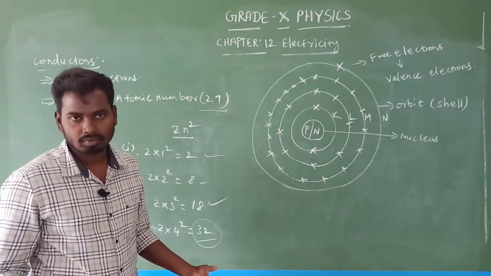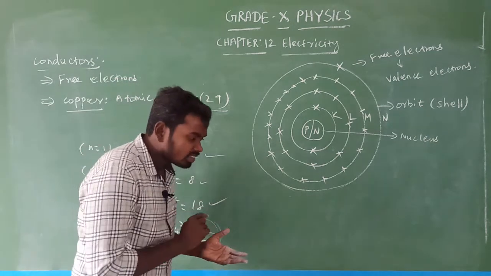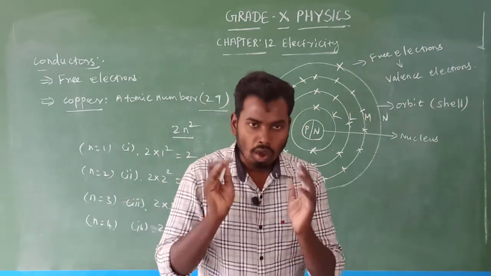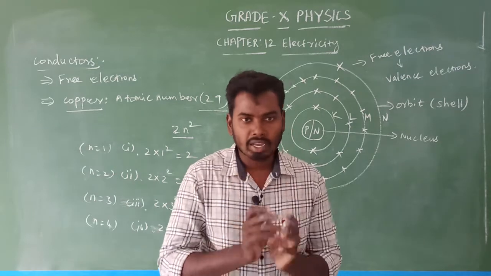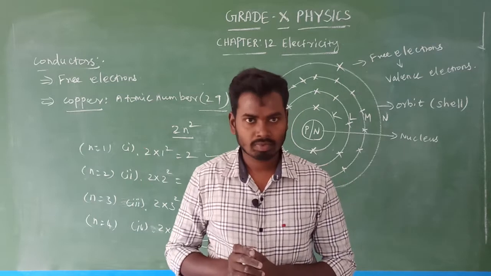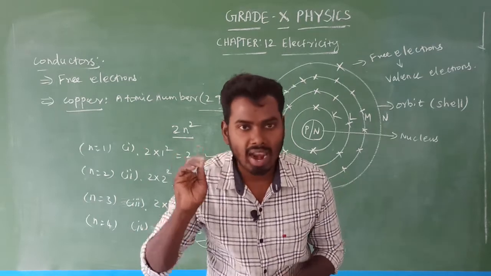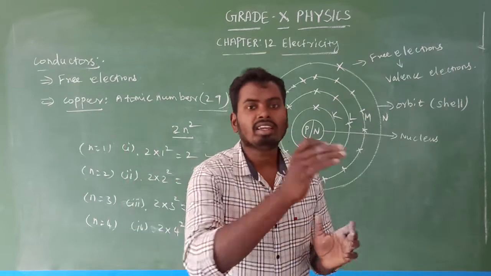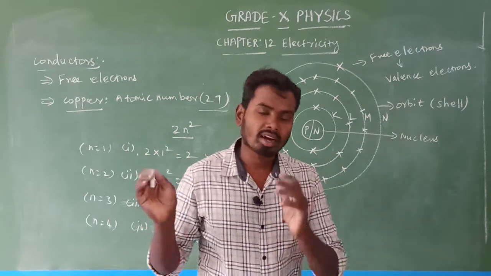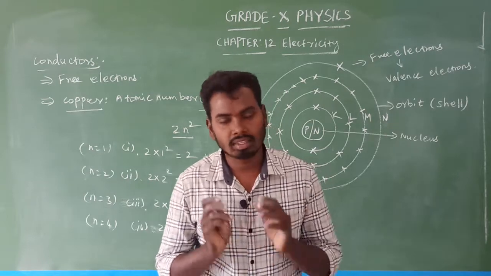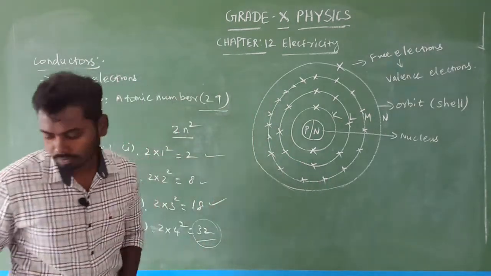That's all. Okay, only one main thing: the material which conducts the current is called a conductor. Why does a conductor conduct the current? Because conductors have free electrons, or we can say valence electrons. That is the reason why conductors conduct the current. So all metals are good conductors of electricity. That is the concept.